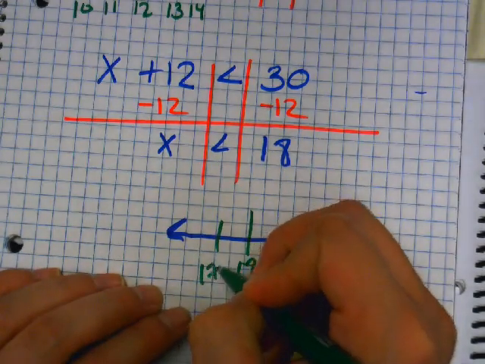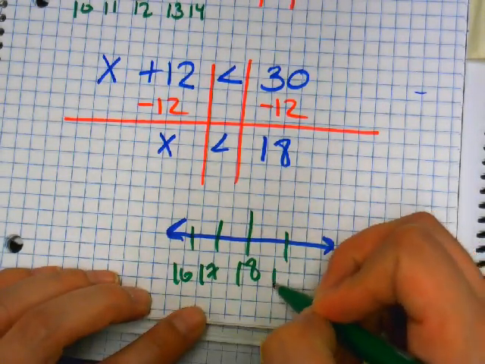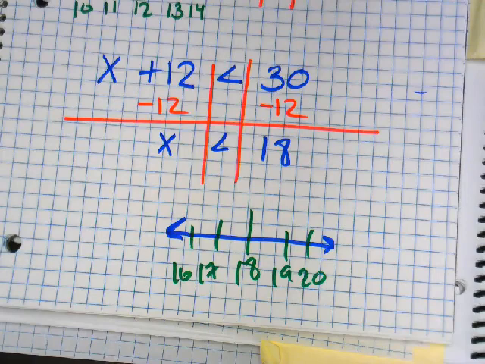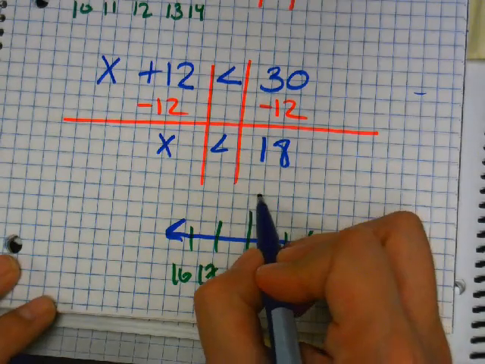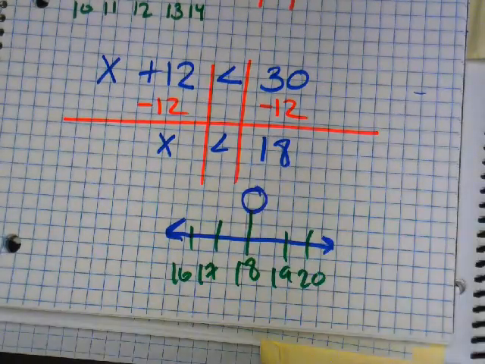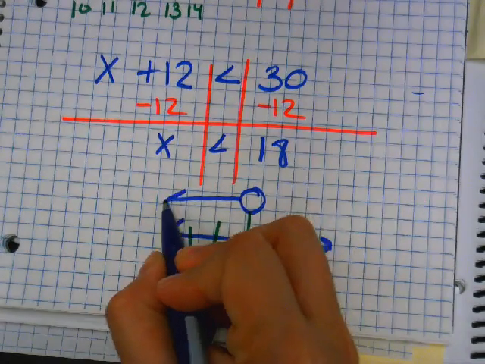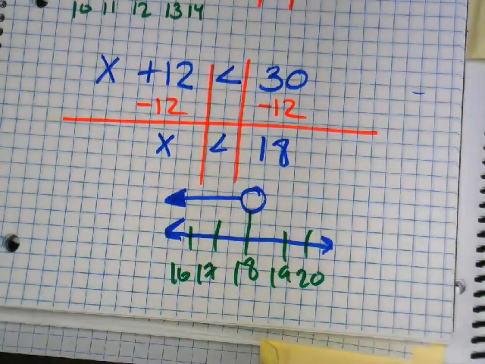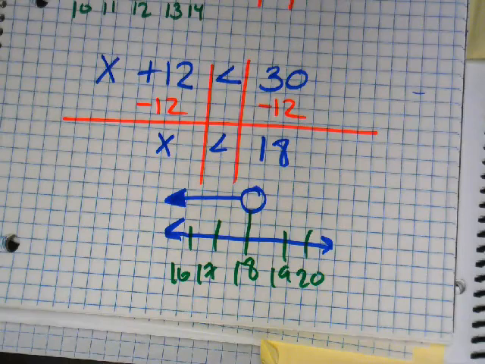All right. What goes in the middle? 18, 17, 16, 19, 20. Open or closed? Open. And then which way do you shade? Left. To the left. Easy? Yeah. Good. As it should be.